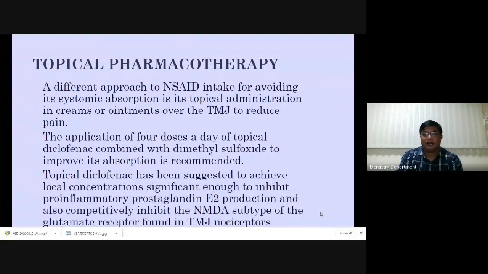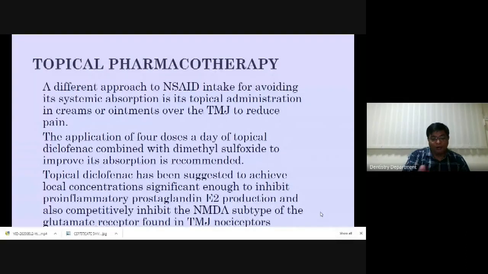I think this gives a lot of relief most of the time for temporomandibular disorder pain. We used to give oral pharmacotherapy, but the research has significantly said that topical pharmacotherapy is much more effective than oral pharmacotherapy. That is, instead of giving painkillers, or along with painkillers, you can give a topical painkiller, like diclofenac gel or sprays.